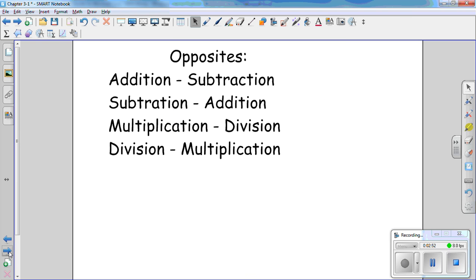Now, we need to remind ourselves to talk about opposites. The opposite of addition is subtraction. The opposite of subtraction is addition. The opposite of multiplication is division. The opposite of division is multiplication.